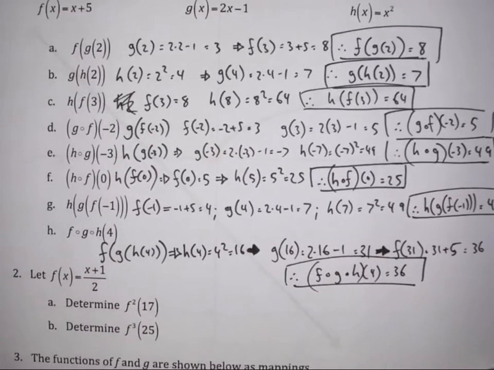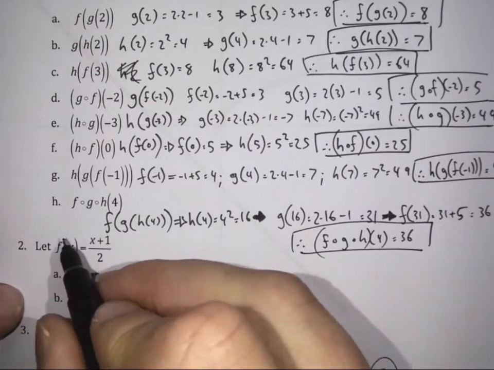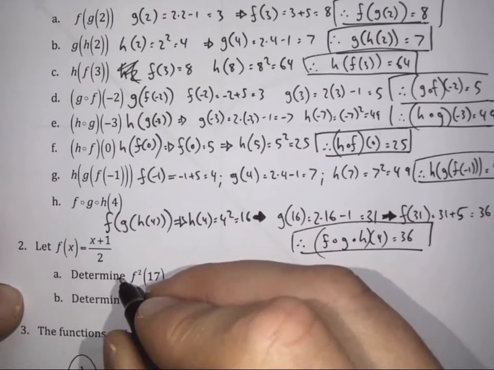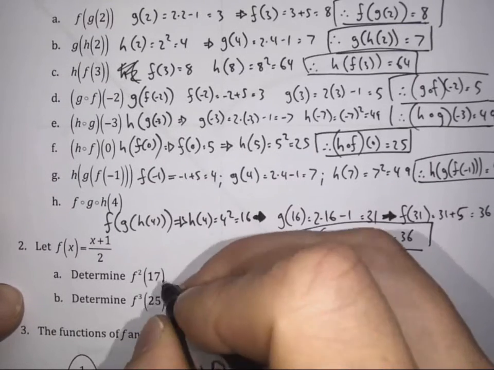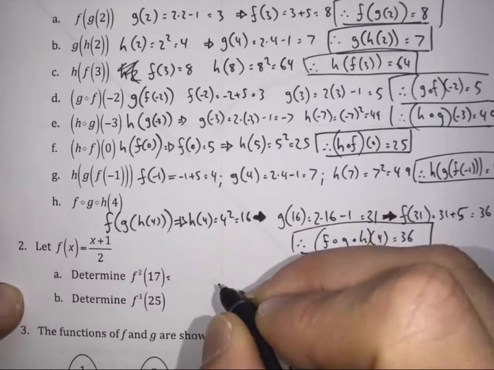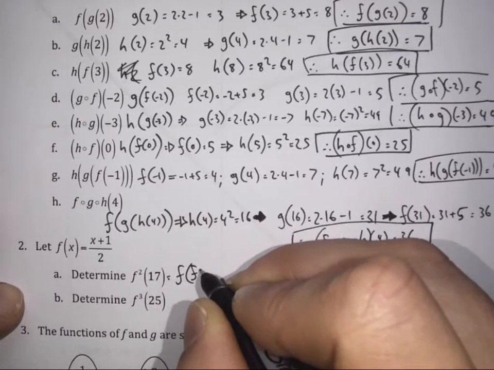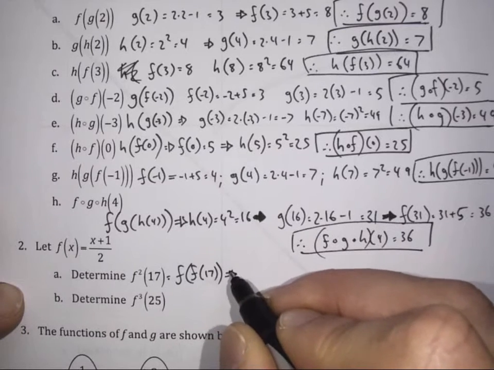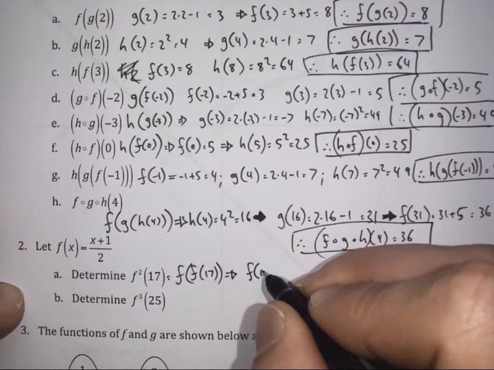All right, let's move on to question 2. So we have this function. It's a little rational situation going on here. Okay, so we're going to say, well, f squared of 17. So we saw before, that means f of f of 17. Okay, so to find that, I'll first find what f of 17 is.